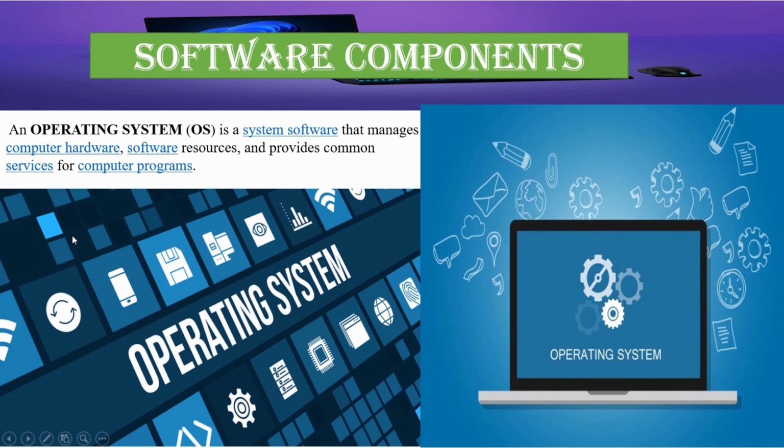An operating system, or OS, is system software that manages computer hardware and software resources, and provides common services for computer programs. An operating system is the main software that you will install after you finish setting up your hardware. So after you finish setting up your hardware, you may install Microsoft Windows or Apple Mac OS, or you can install Linux on your computer depending on your hardware capacity.